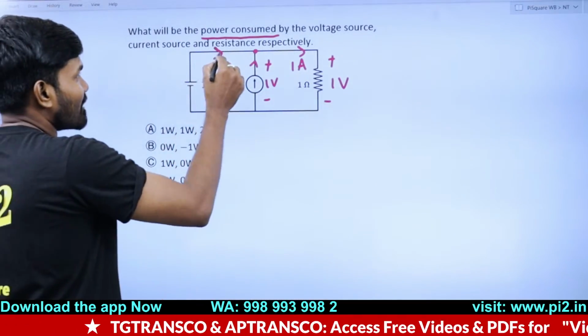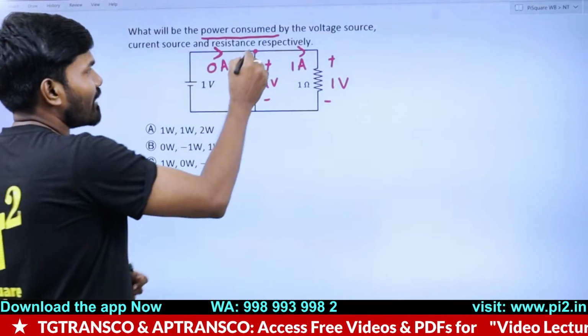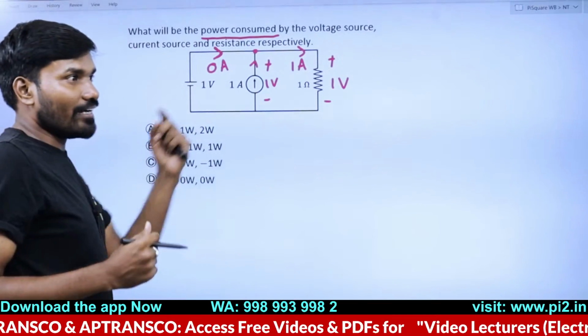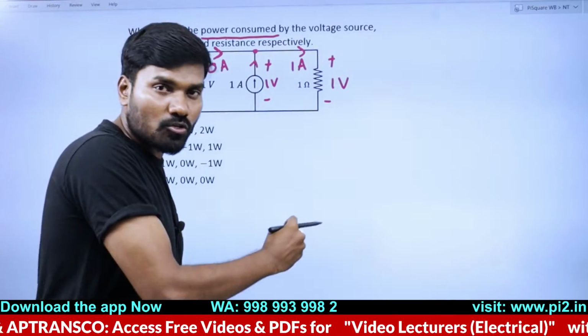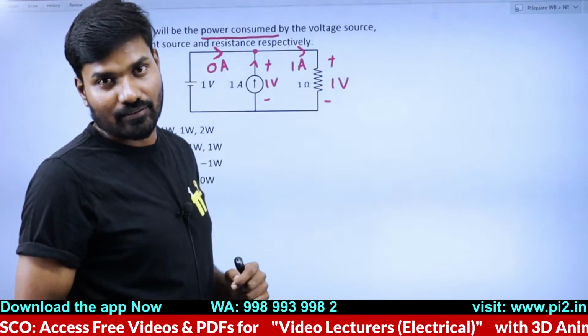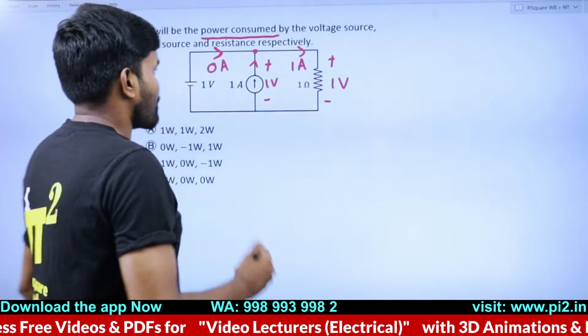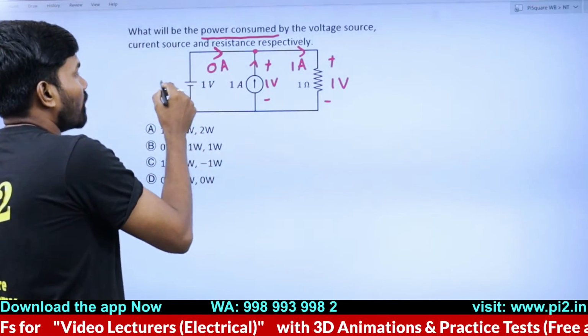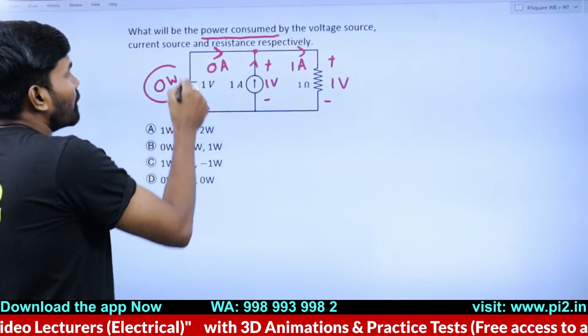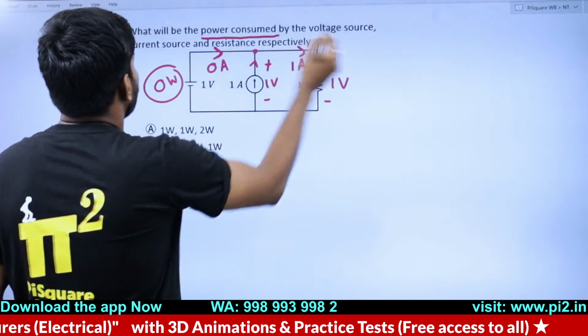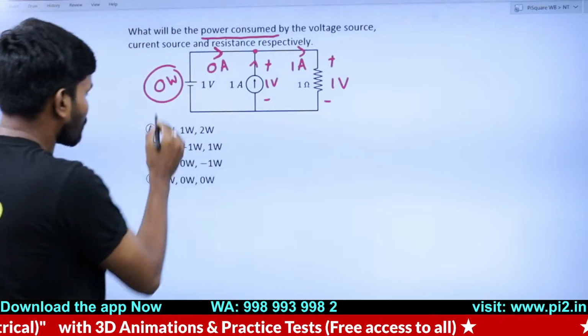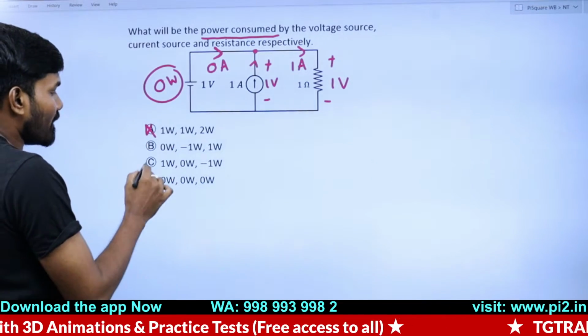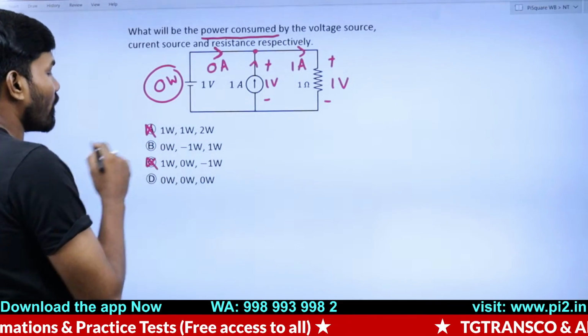Okay, so this is 0 ampere because of the KCL. We applied here the diamond rule, we applied here Ohm's law, we applied here KCL. Anyways, now 1 volt into 0 ampere is 0 watt. So this is 0 watt. It is asking a sequence of voltage source, current source and resistance. Voltage source is 0 watts, which means these two are wrong answers, either B or D.